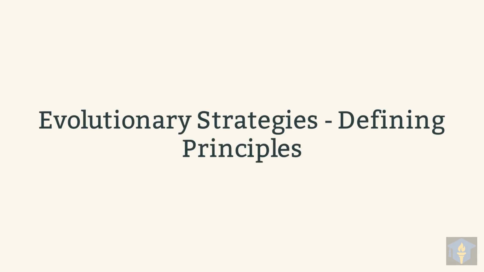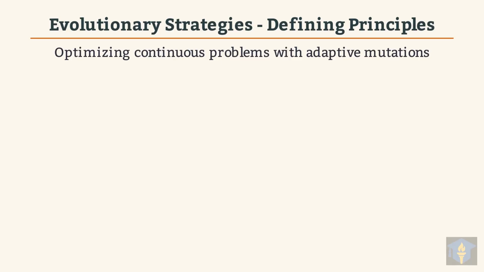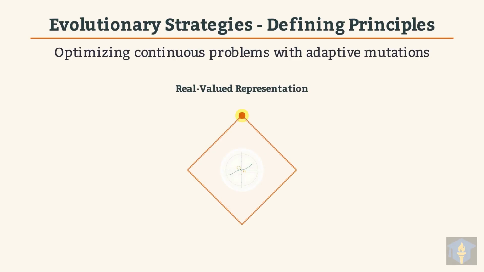Let's explore evolutionary strategies, uncovering their defining principles and how they approach optimization. These strategies are particularly effective for optimizing continuous problems through adaptive mutations. A key principle is real-valued representation, which is how solutions are structured. In this approach, solutions are represented as continuous vectors, allowing for fine-grained adjustments.